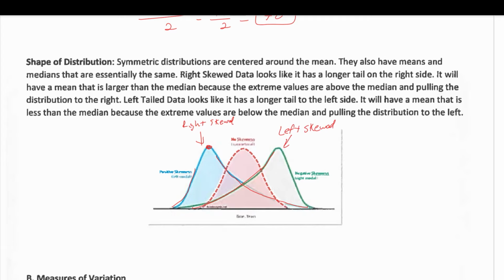And then something that's very symmetrical, where the tails, the left and the right, seem to be going down at the same rate, that's going to be no skewness at all. That's going to be a symmetrical distribution.